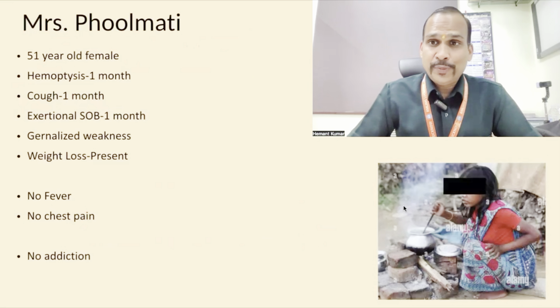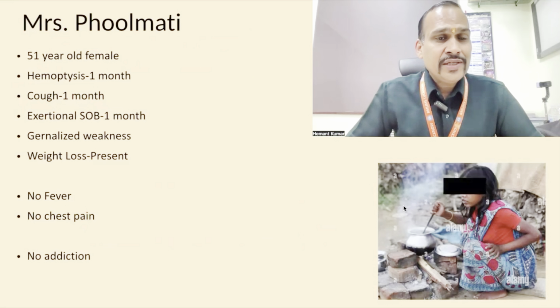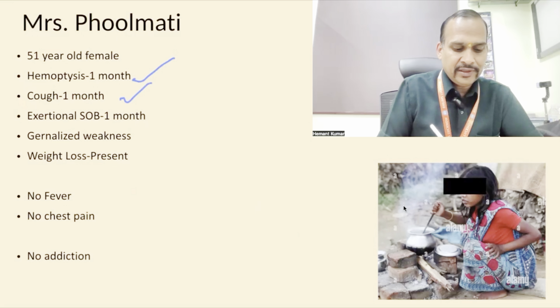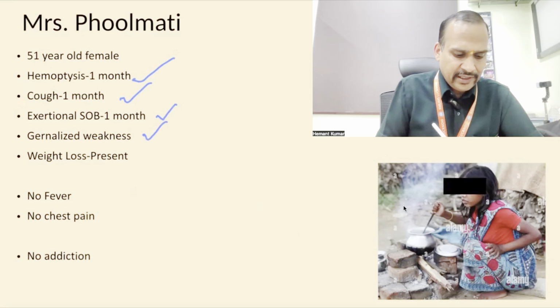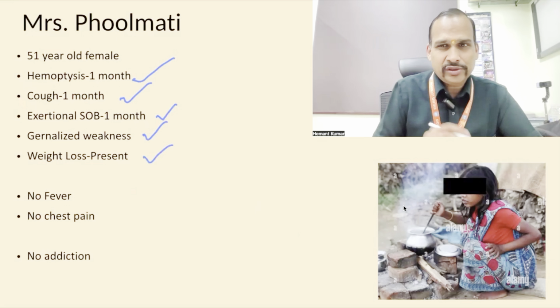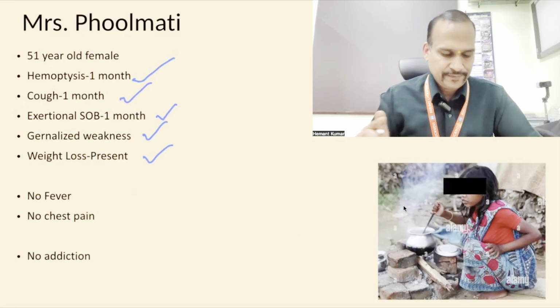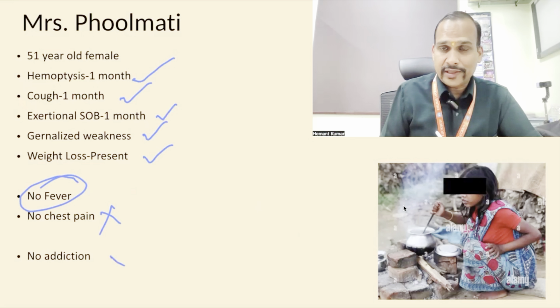So she is Fulmati. This is an imaginary name, not a real name. She is a 51-year-old female. She presented with hemoptysis for 1 month, cough for 1 month, shortness of breath for 1 month. She was having generalized weakness and had lost somewhat weight, 3 to 4 kg over the span of 6 months. Patient doesn't have any fever, no chest pain, no addiction.